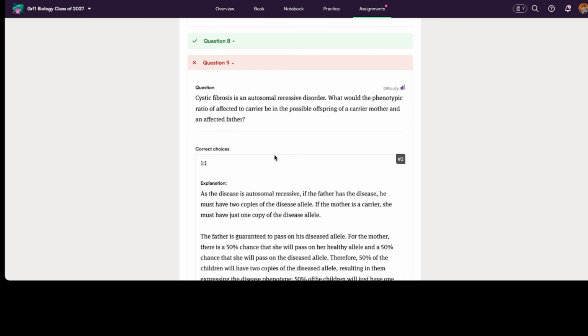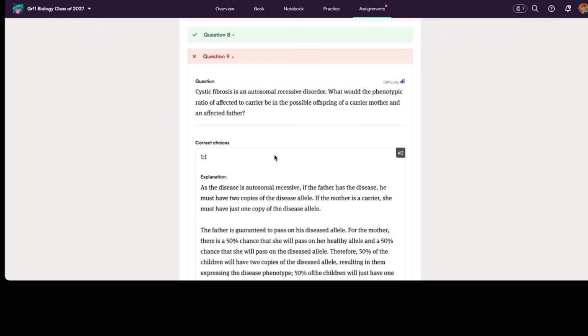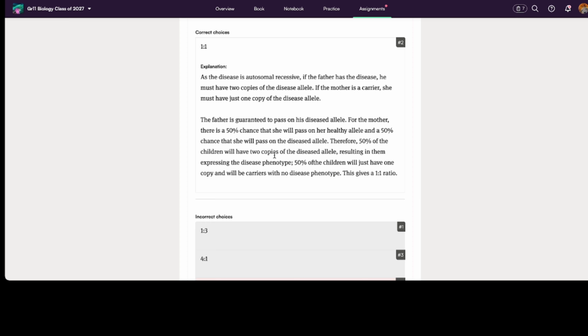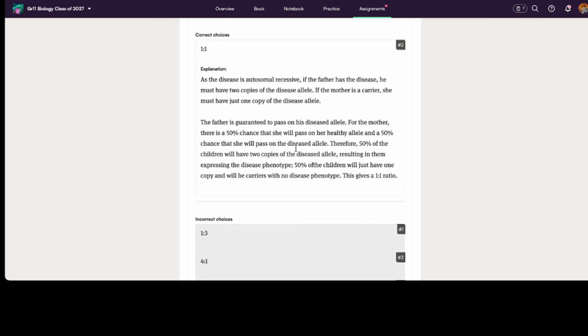Question 9 and 10. When we're calculating ratios, I have this bad habit that I never draw it out. I just try to guess it. I think about it.